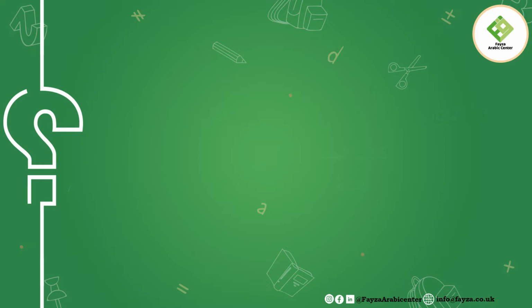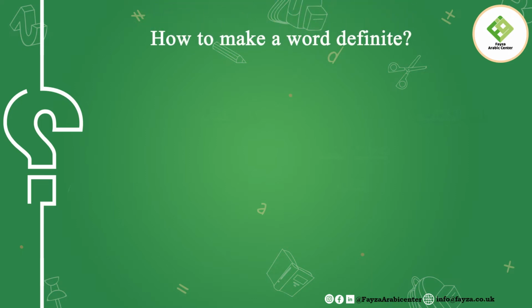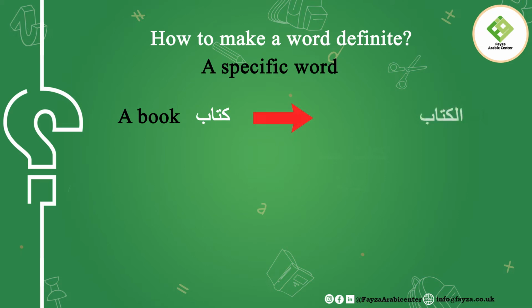I'm here in a new episode of Question and Answer to answer the question, how can we make a noun definite? Definite, that is, specific. We're not talking about any general one of this word that we're referring to, but a specific one. So, for example, kitab, a book. This is general, it's an indefinite word because we're talking about any book. But if I say al-kitab, now I'm talking about a specific book, the book.